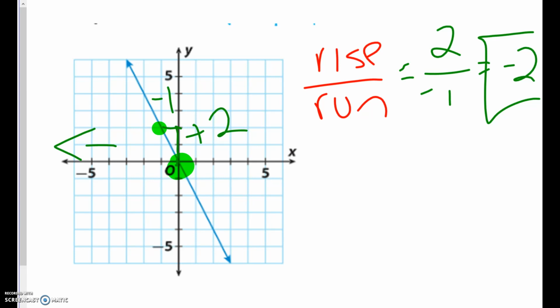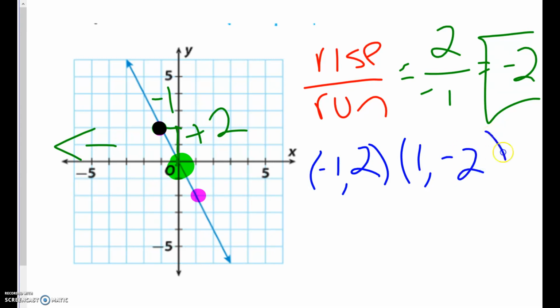I could also use 2 points. I'm going to use that guy. And then I'm also going to use that guy. All right, let's see. And I chose these for a specific reason. That point is over negative 1 up 2. This purple point is over a positive 1 down a negative 2. All right.